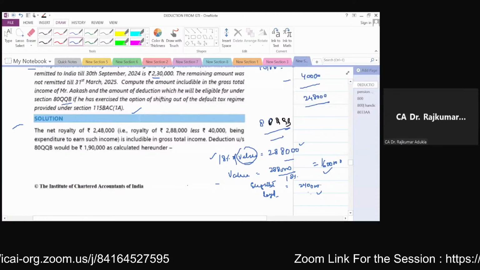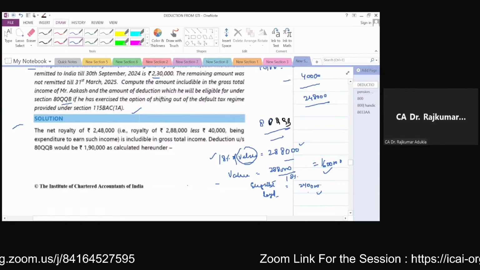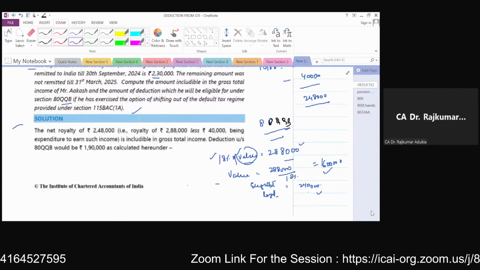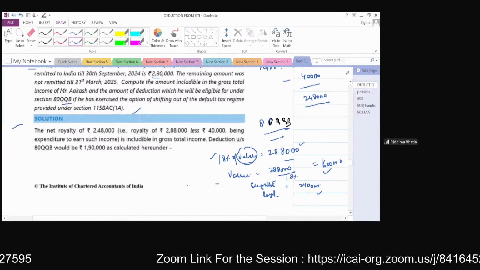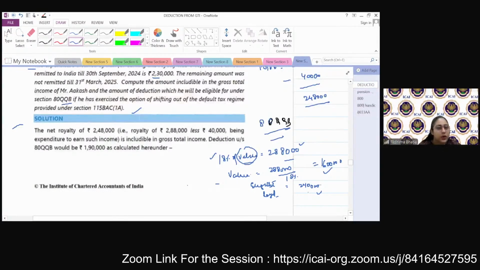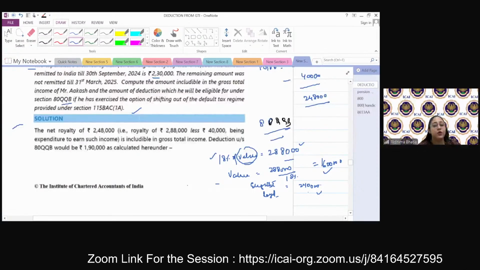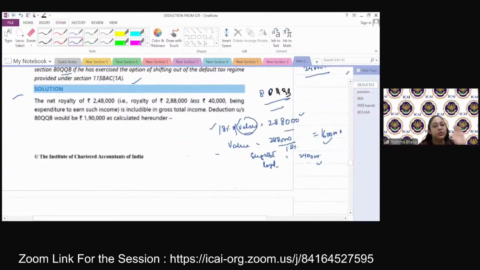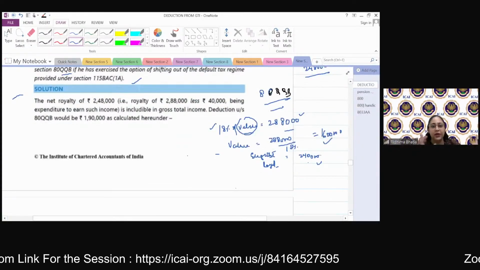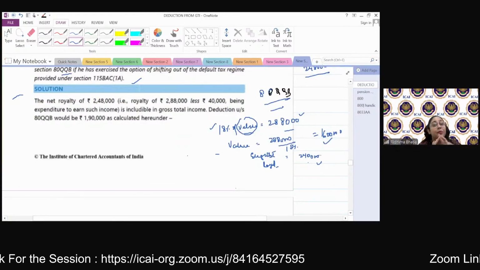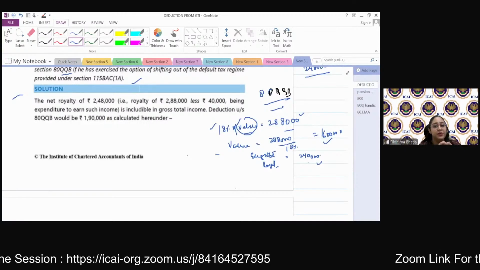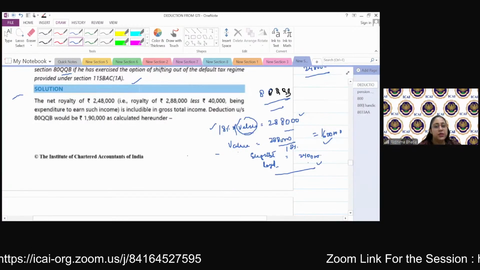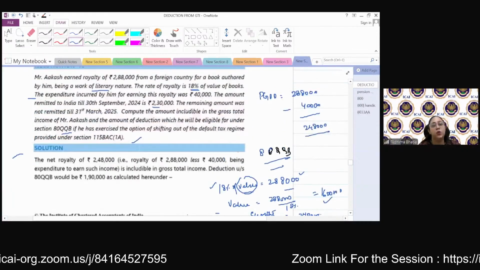Shall I proceed? So I hope everyone has come to the eligible royalty amount, right? So the next step, which I told you, when you are computing the deduction under 80QQB, is eligible royalty or your 3 lakh, whichever is lower. But at the same time, you have to remember what is the amount which is being remitted to India. The amount which is remitted to India is 2,30,000 only.